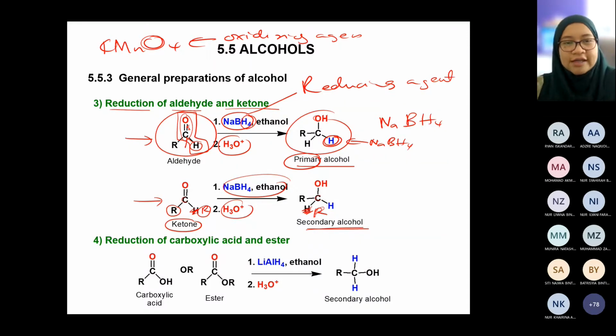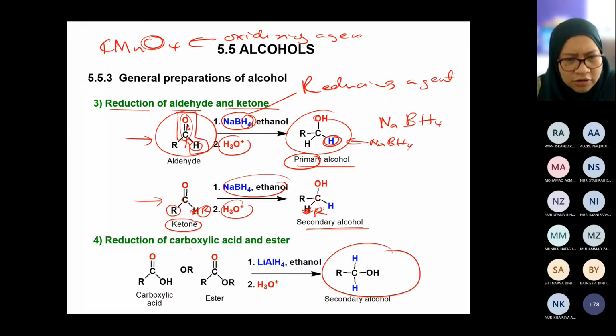Okay guys, so ingat kalau pakai aldehyde, you will produce primary alcohol. Kalau you pakai ketone, you will produce secondary alcohol. Okay, alright. So fourthly, we have reduction of carboxylic acid and ester. So kita boleh produce alcohol from the reduction of ester, from reduction of carboxylic acid and ester.